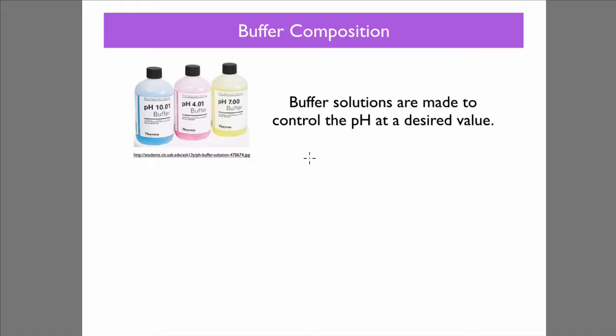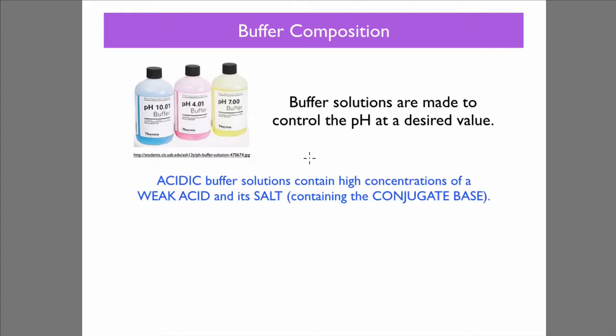Buffer solutions are made to control the pH at a desired value, and acidic buffer solutions contain high concentrations of a weak acid and its salt, containing the conjugate base. For example, a weak acid, ethanoic acid, and its salt, sodium ethanoate, would be present in a buffer solution.